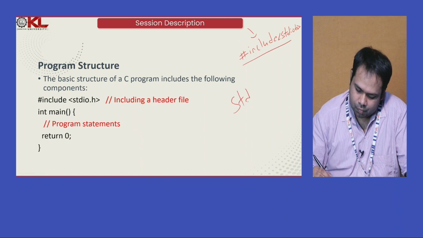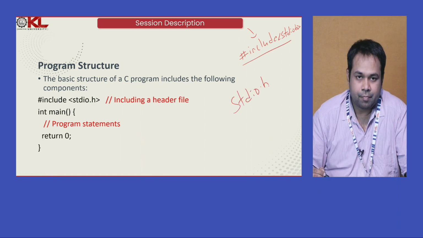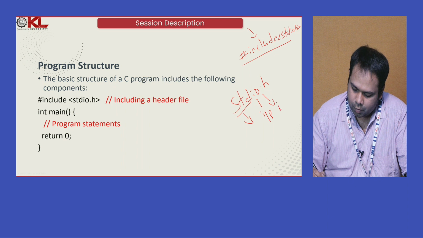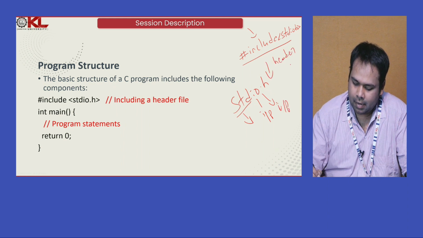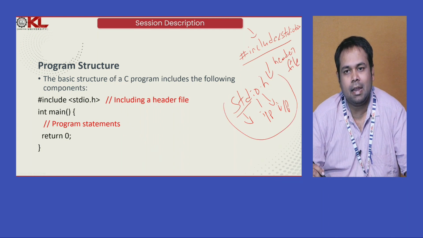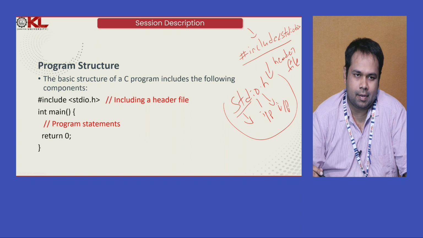stdio.h. std is nothing but standard, this is input, this is output. And what is this h? Header file. So this header file is the standard input output related header file.